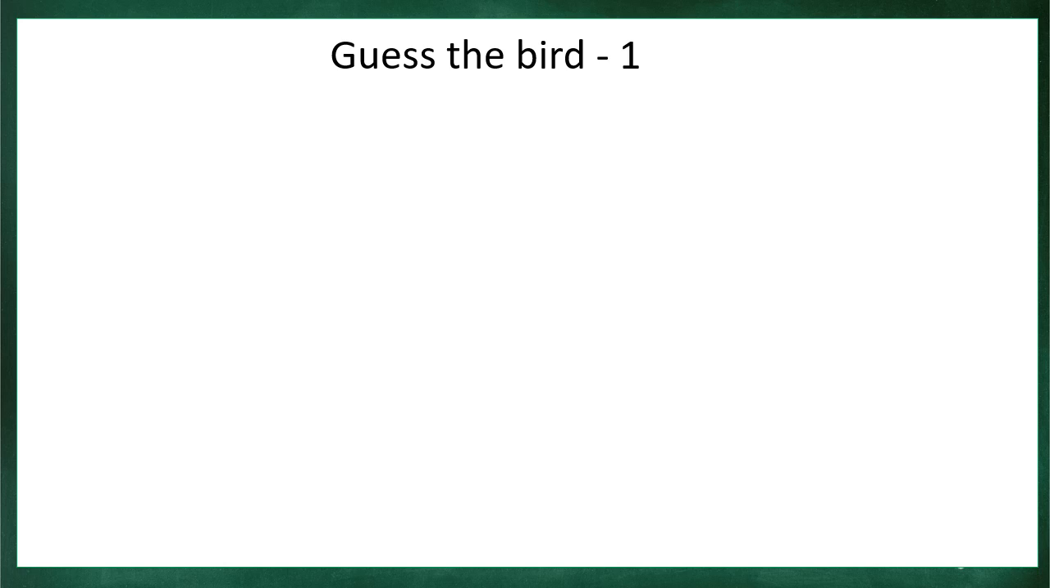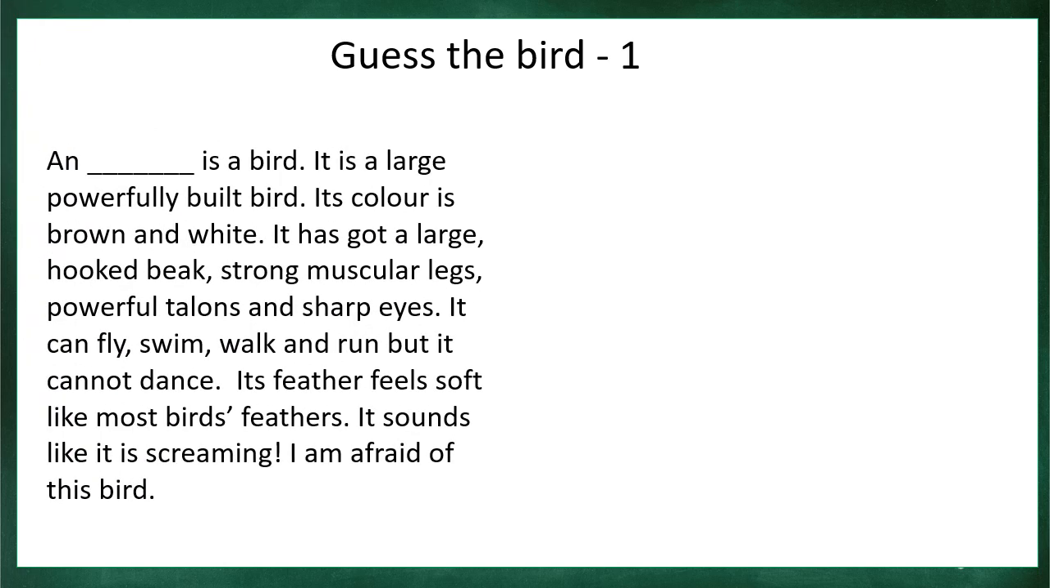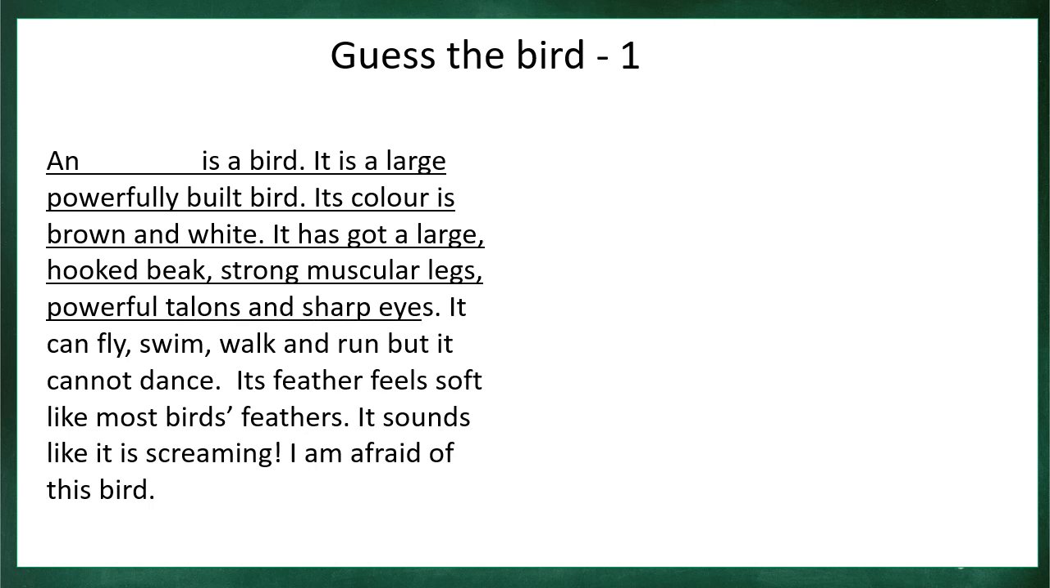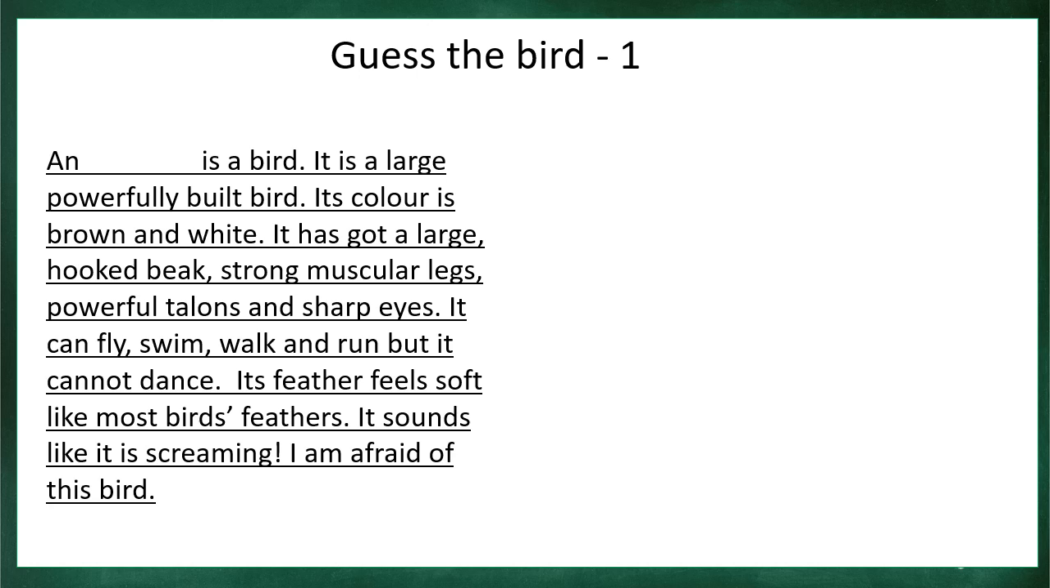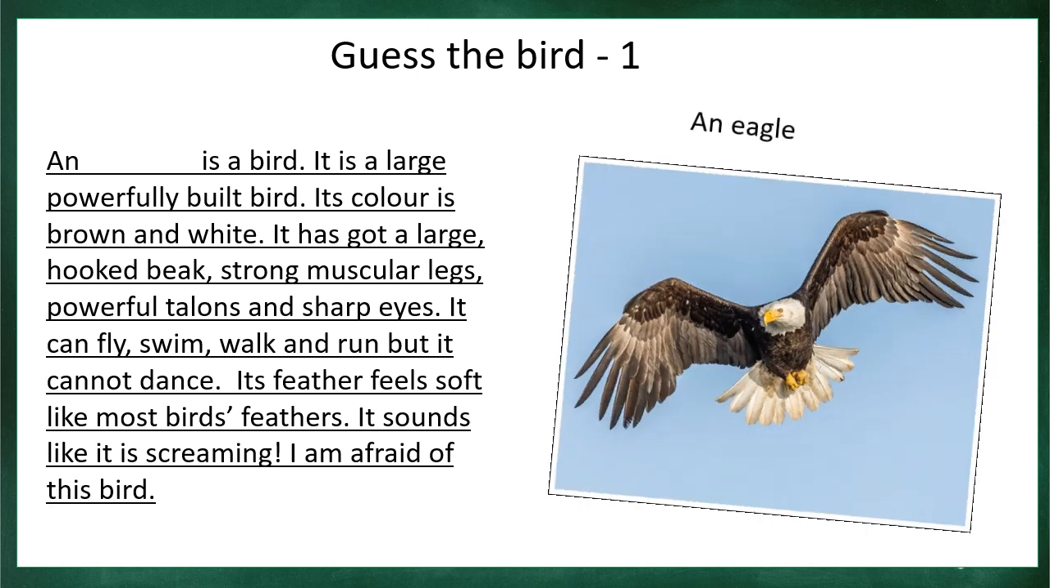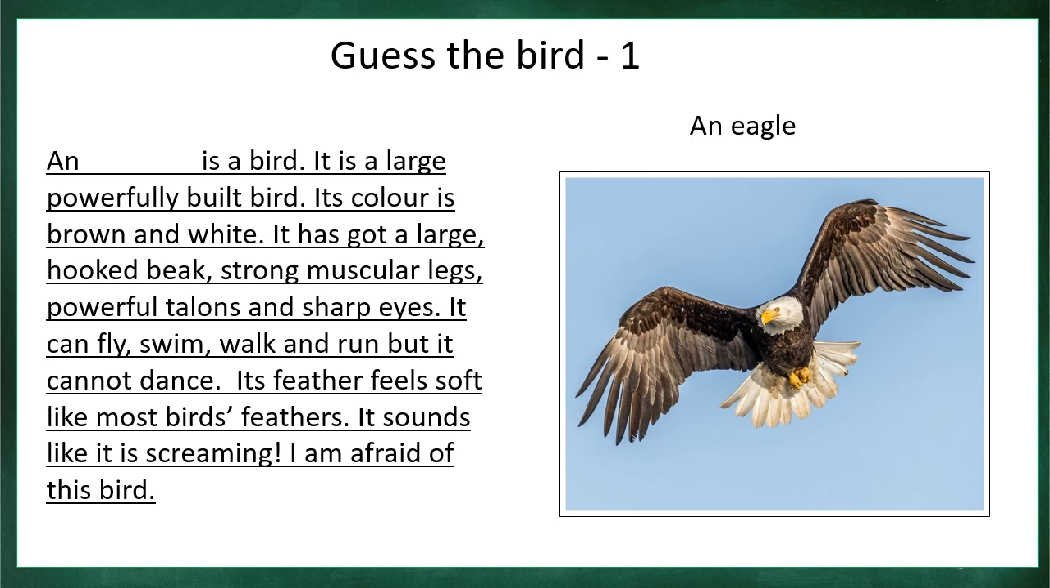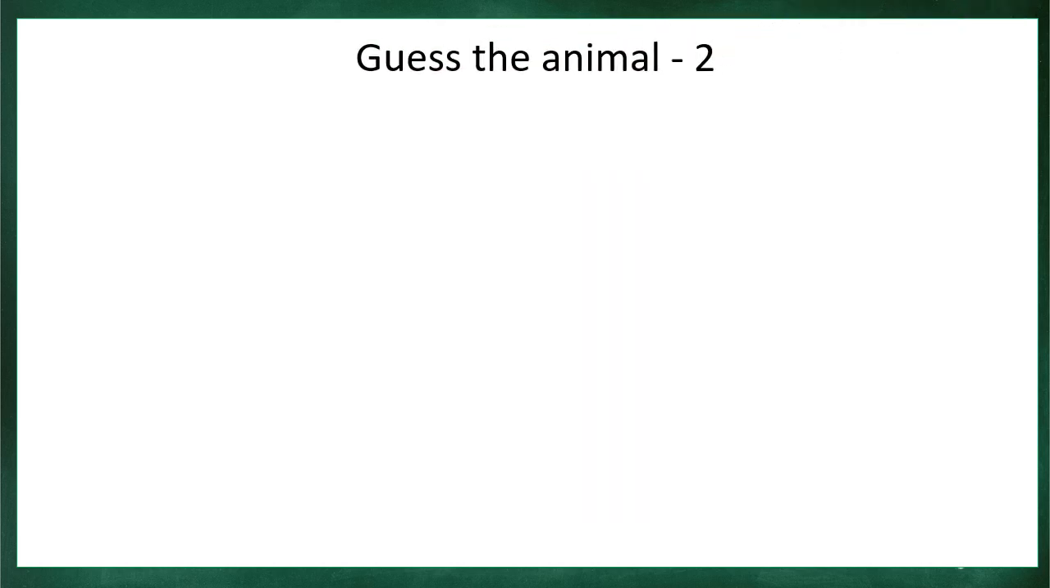Can you guess this bird from its description? It is a bird. It is a large, powerfully built bird. Its color is brown and white. It has got a large hooked beak, strong muscular legs, powerful talons, and sharp eyes. It can fly, swim, walk, and run, but it cannot dance. Its feathers feel soft like most birds' feathers. It sounds like it is screaming. I'm afraid of this bird. What is it? It's an eagle.